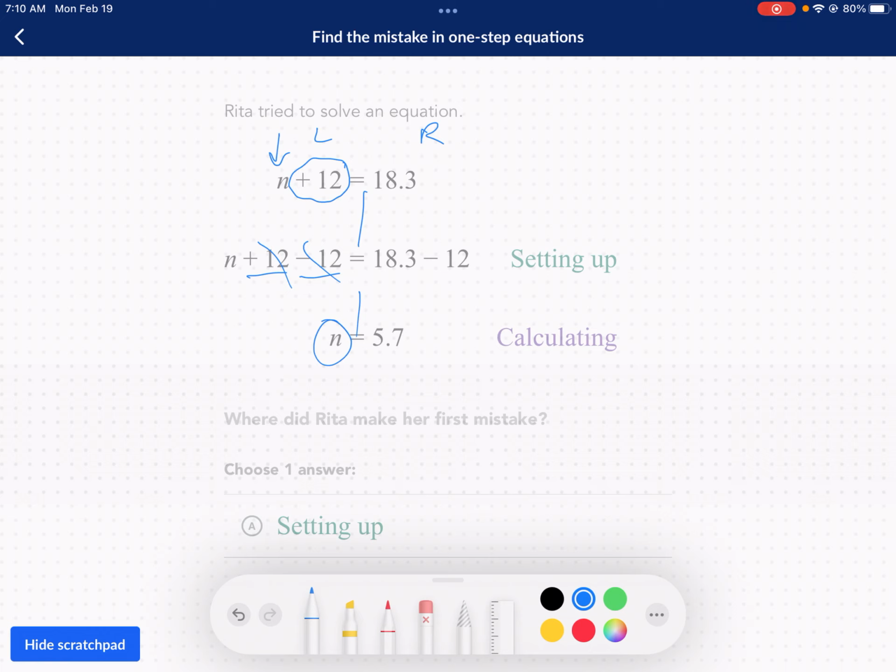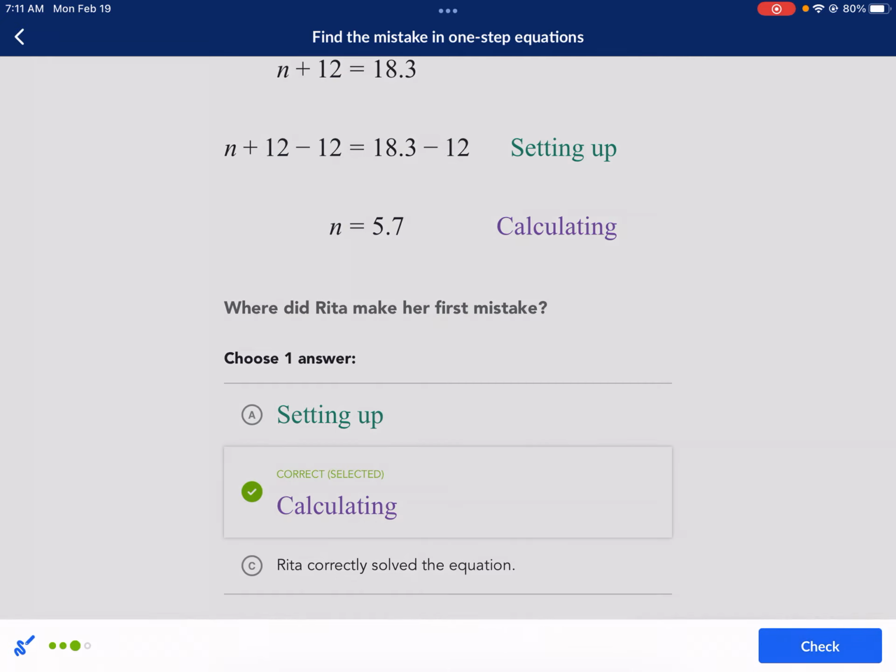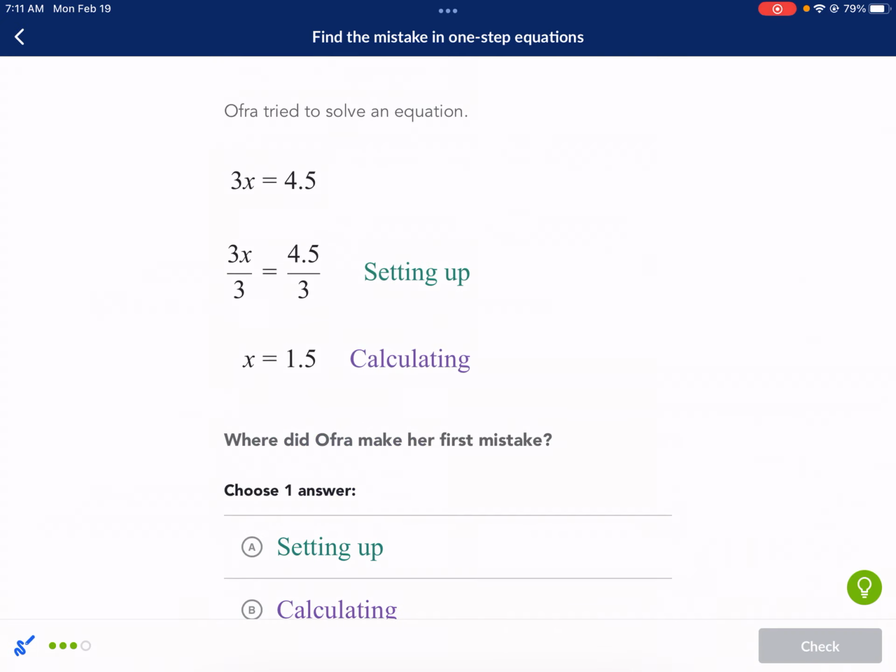Left side good. Now we just need to see, does 18.3 minus 12 equal 5.7? I'm thinking it doesn't. I'm thinking it equals 6.3 instead. Just to check it, we subtract 12. I need to make it 12.0 so I can line up my decimal. I get 6.3. So my calculating phase was done incorrectly, but the setup was great. The setup's the most important part.